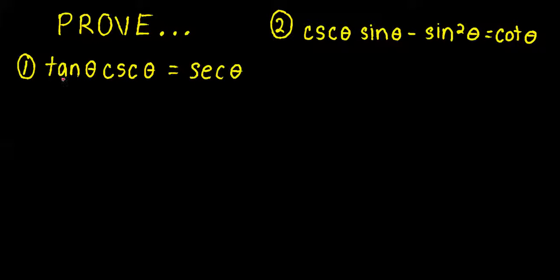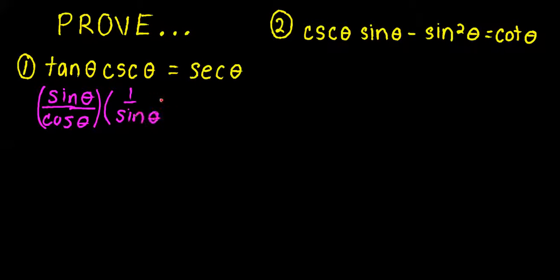I want to prove that the tangent of theta times the cosecant of theta is equal to the secant of theta. So what I'm going to do is take my tangent and make it the sine over the cosine. I'm going to try to remember to always include my theta here. All right. So I'm changing the tangent, and I'm going to go ahead and change the cosecant too to 1 over sine.